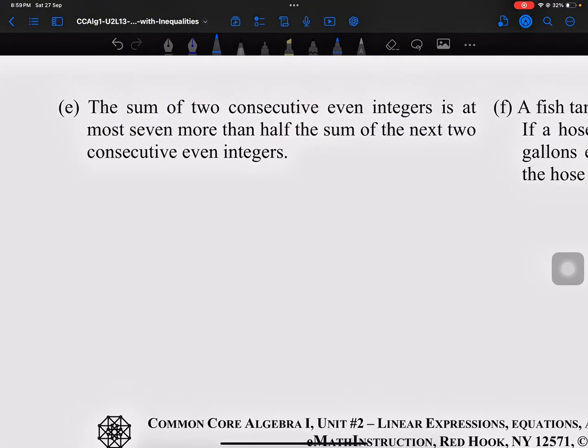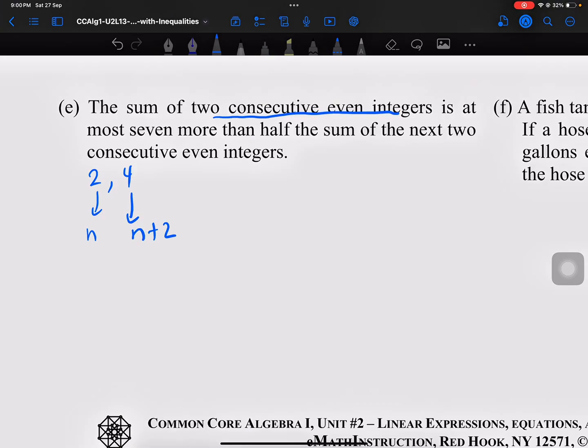E, the sum of two consecutive even integers. So now this is only even integers. So even integers start from 2, 4. Alright, so we know that the first integer is n. The second integer will be n plus 2. So if I put n as 2, I need to plus 2 to get 4. So I will let n and n plus 2. This will be first. The other one is second.